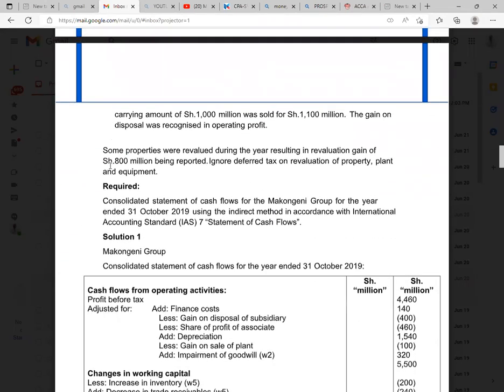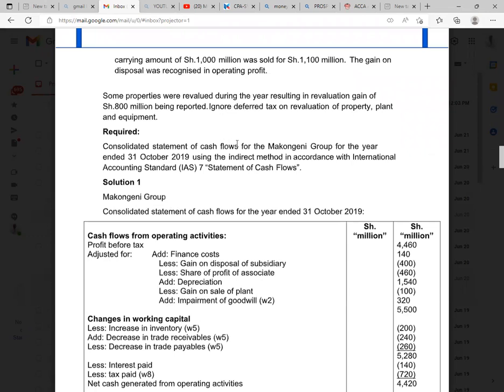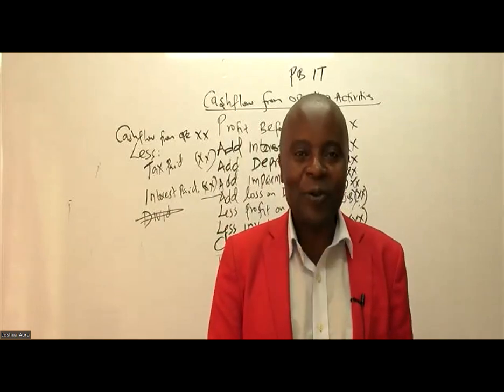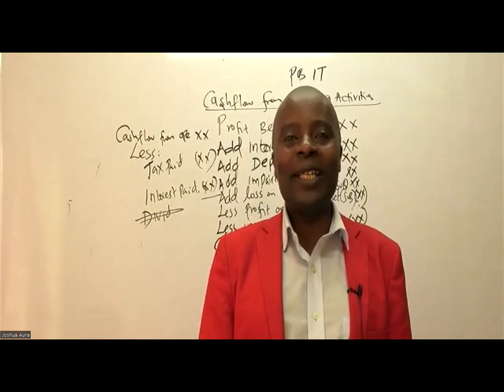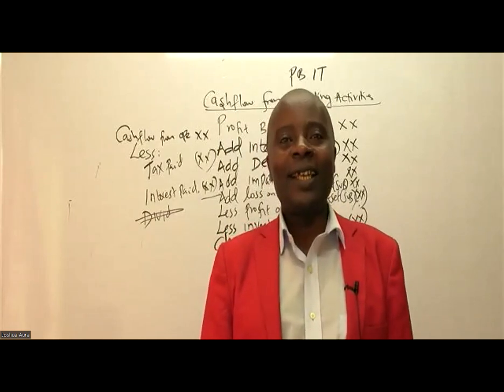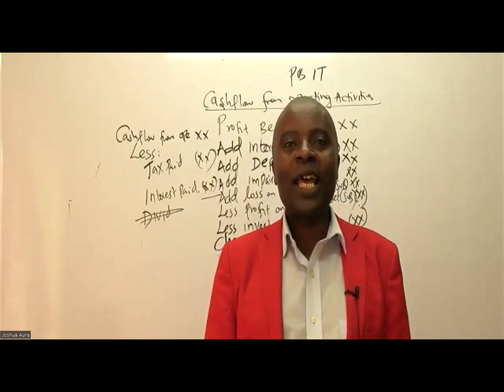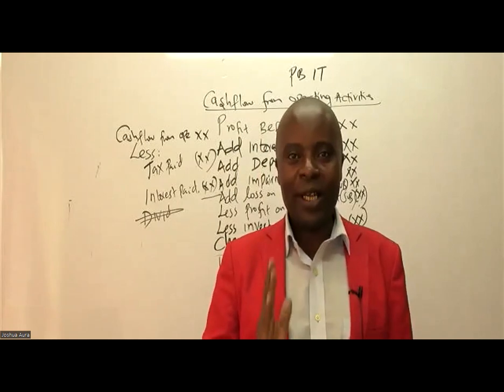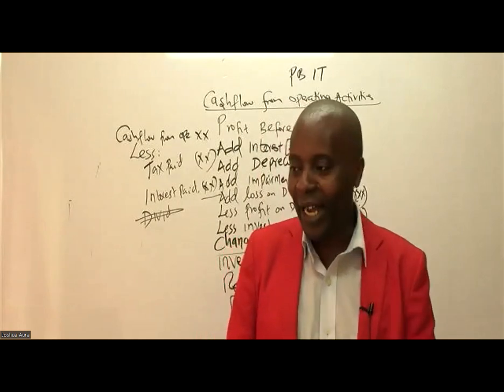So required, they want me to give them a consolidated statement of cash flows for the Makongeni Group for the year ended 31st October 2019 using the indirect method in accordance with the International Accounting Standard IAS 7 statement of cash flows. Ladies and gentlemen, the first thing that I will do if you give me this kind of a question, because it's a group cash flow statement, is to compute goodwill of the two subsidiaries. Goodwill of Razaki and the goodwill of Salama at acquisition.